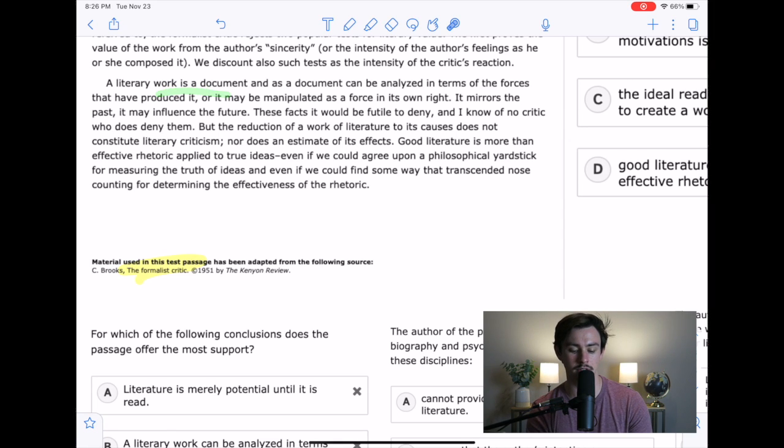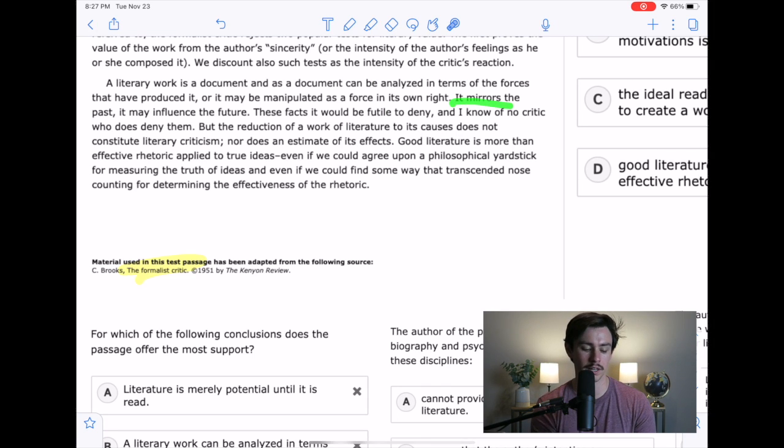Literary work is a document. It can be analyzed in the forces that have produced it, or it may be manipulated as a force in its own right. So we can say that the author's saying that we can look at literature in light of what helped make it or why it was written, or we can actually see and measure the impacts of literature, right? Like the Constitution had an impact. The Bible had an impact, so we can measure it in terms of those forces and be manipulated as a force in its own right.